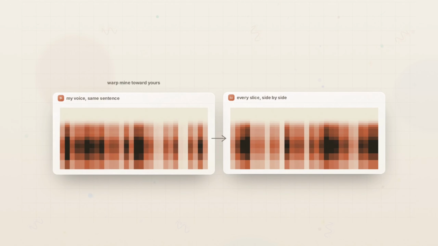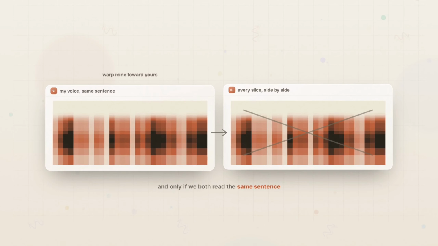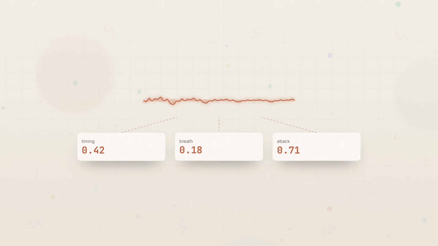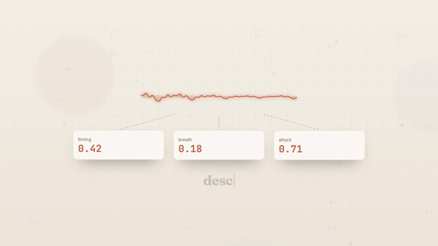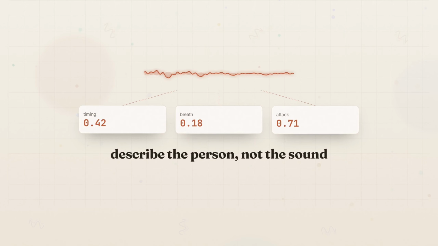For about 20 years, the picture was voice cloning. Take my frequencies, take yours, learn a warp between them. It half worked. It needed us both reading the exact same sentence, and it always came out sounding like a robot. Because who you are was never sitting in the frequencies. It's in your timing, your breath, how hard you land on a consonant. A filter can't copy that. You have to describe the person.